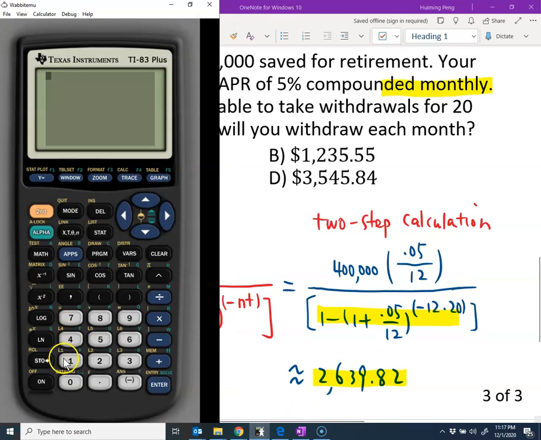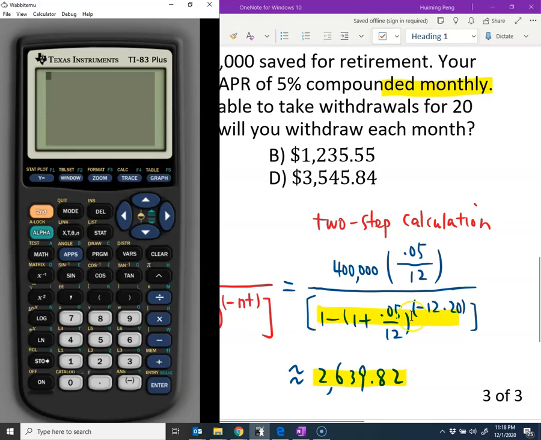So I get my calculator. Two steps, right? I suggest two steps. The first step, find the denominator first. The second step, use the numerator divided by the denominator. Okay, so we do this way.